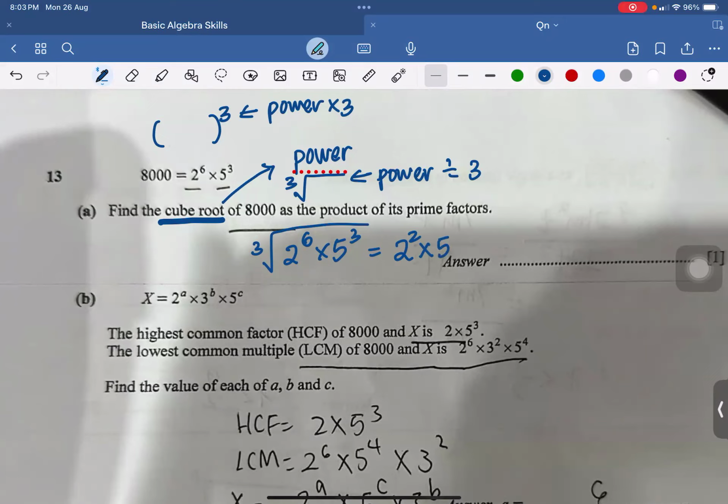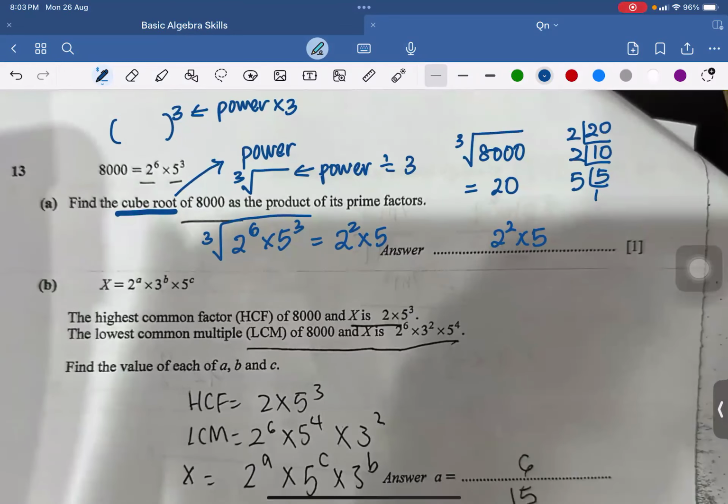If let's say you really don't know how to do it, another way, your cheating method, is you take the cube root of 8,000. You will get 20. Then this 20, you divide by 2, then divide by 2, 5, divide by 5, 1. You also get the answer 2 square times 5. Both methods can be used. So find the cube root. Actually cube root just means power divided by 3. You notice lately, a couple of the TYS papers like to test about cube root. It's quite popular, so please remember.